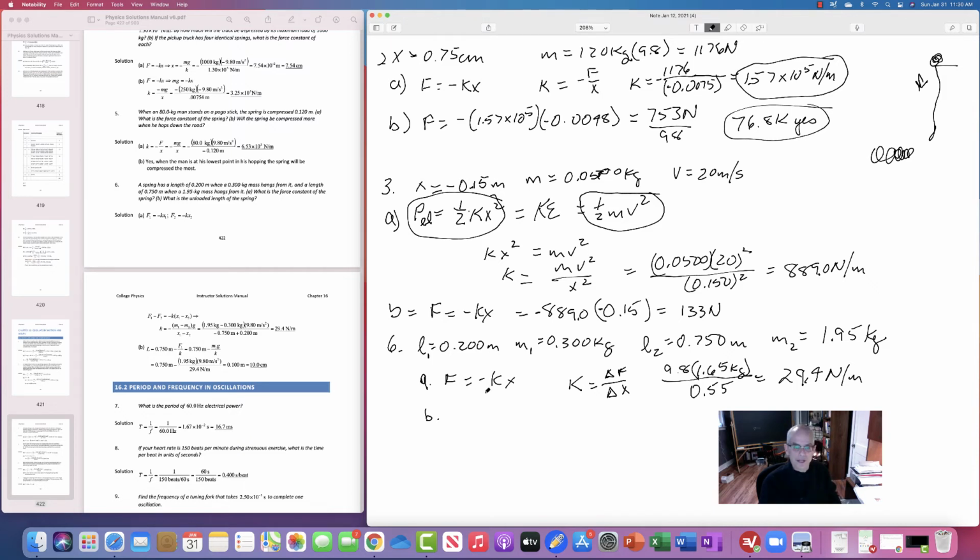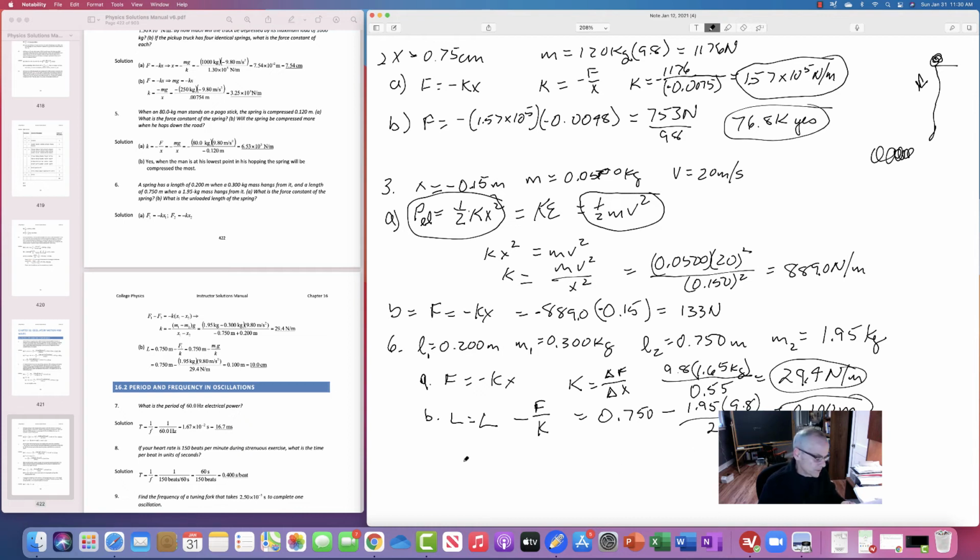The second part, B, asks the question, what is the unloaded length? Okay, if there's no load, what would the length be? So the unloaded length is equal to the length maximally loaded minus the force required to get that maximal load divided by K. So that's going to be the maximally loaded length minus 1.95 times 9.8 over 29.4. Okay? And so that, if you do the math here, you get 0.100 meters is the unloaded length.